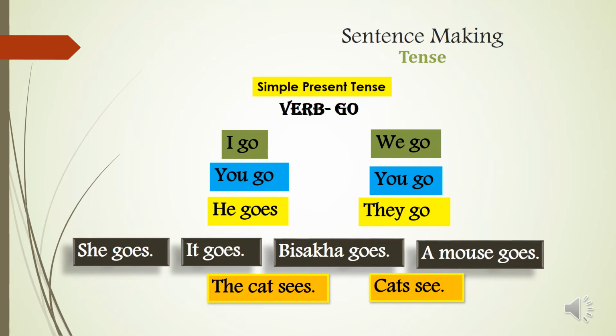Likewise, replace the word go with the verb see. I see, we see, you see, he sees, they see. Replace the word see with the verb run. I run, we run, you run, he runs, they run. Have you understood?